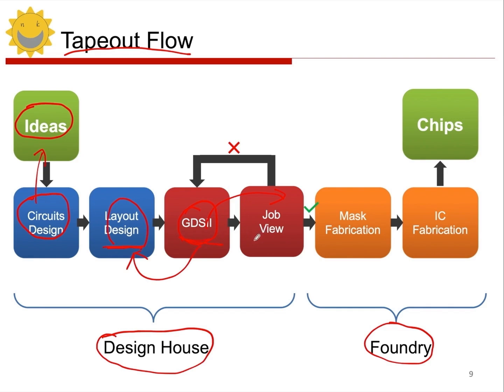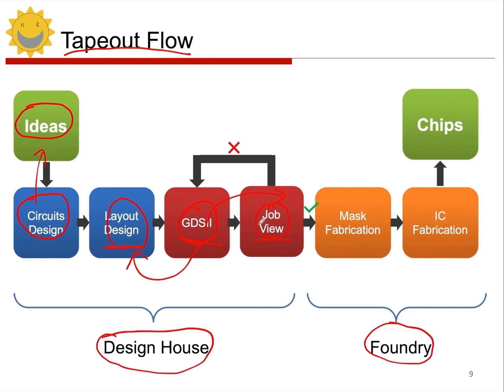If any layer issues are found during job view, we may need to go back and correct our GDS file. If everything is okay, then the photomask will be sent for fabrication. Typically, photomask fabrication is handled by another company, which the foundry will contract to produce the photomask using the generated blueprint. Once the foundry receives these photomasks, they can proceed with IC fabrication, including the photolithography process.